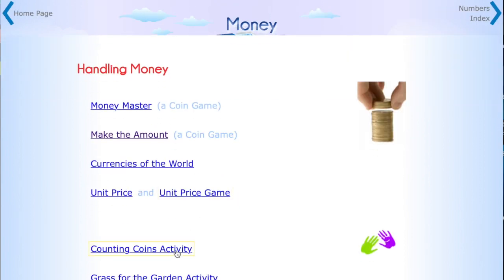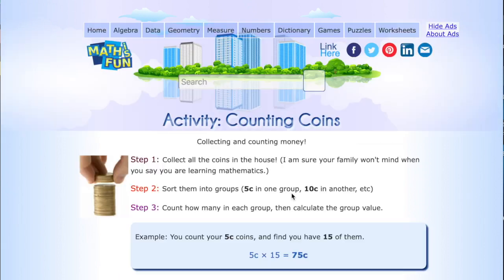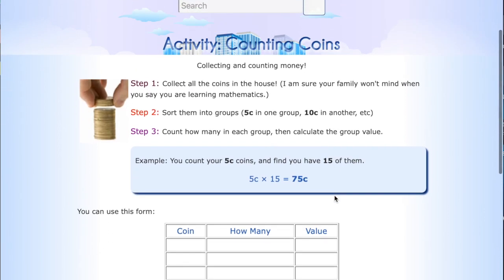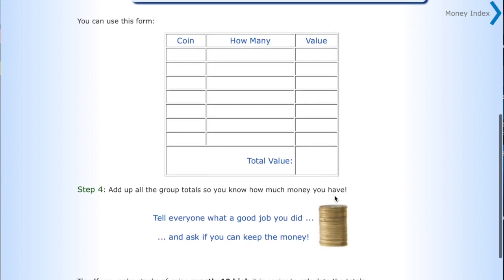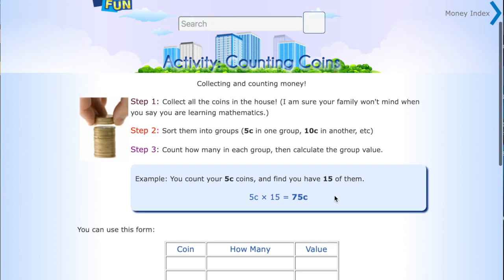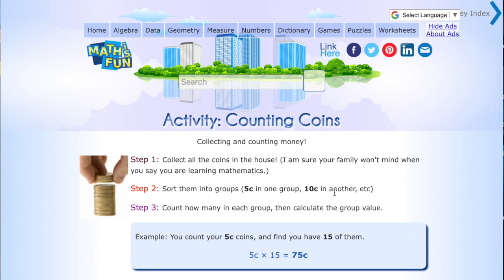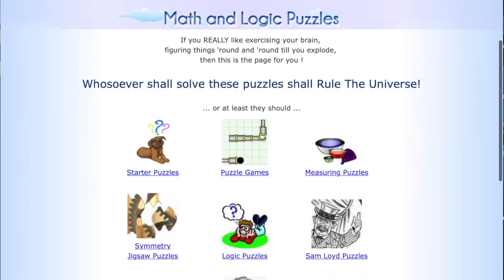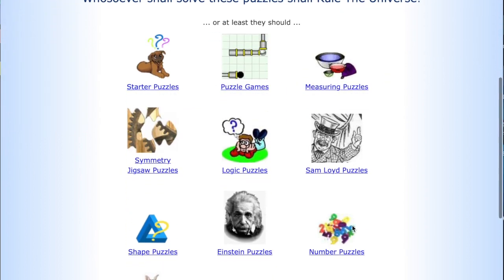You can actually play with the unit price game. You can actually do a counting coins activity. So again, you'll be looking at this and counting up how much money the students would have at home, giving them little things to do with it. They've got puzzles that go with this. So again, using their mind, they've got logic puzzles, Einstein puzzles, number puzzles.